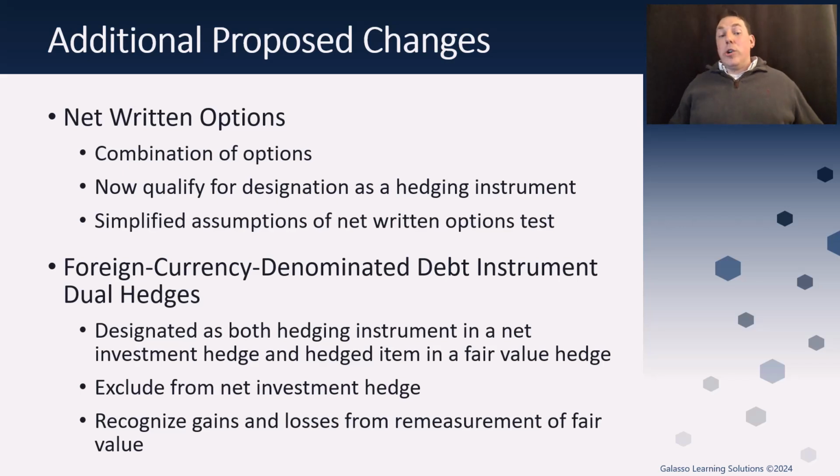And then foreign currency denominated debt instruments. Previously, these instruments could be dual designated, both as a hedging instrument in net investment hedges and as a hedged item in fair value hedges. Under the new proposed guidance, these instruments would be excluded, so taken out of net investment hedges, and then entities would recognize them on a fair value hedge basis only, with gains and losses measured and recognized at the spot exchange rate.